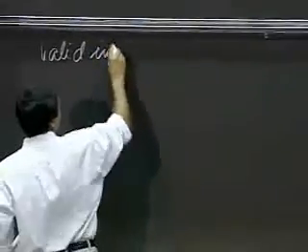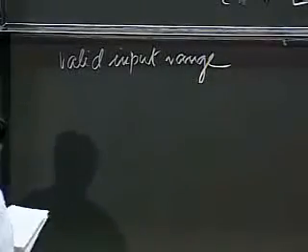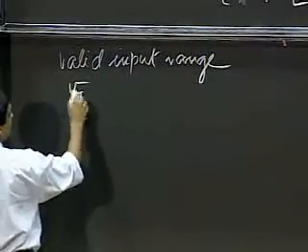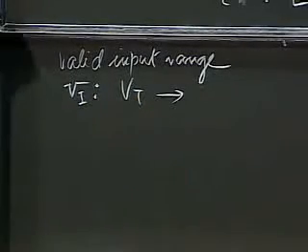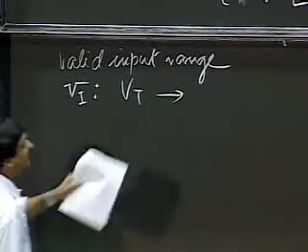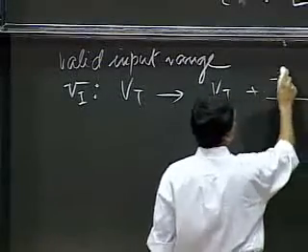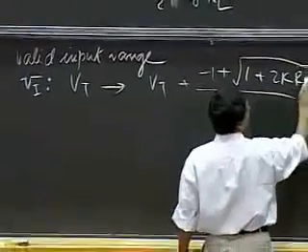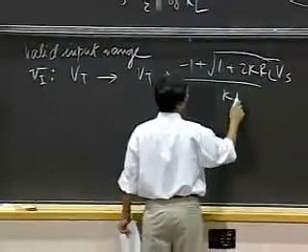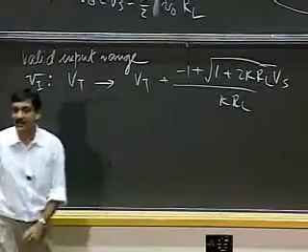My valid input range for Vi starts at Vt. That's where the transistor just turns on, and it goes all the way to this point, Vt plus minus 1 plus square root of 1 plus 2k RL Vs, over k RL. So this is my valid operating range.